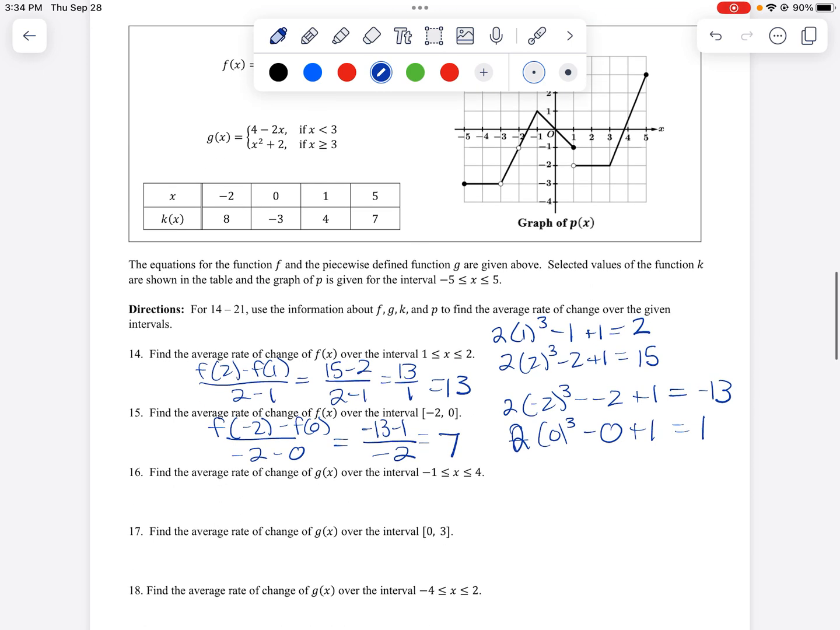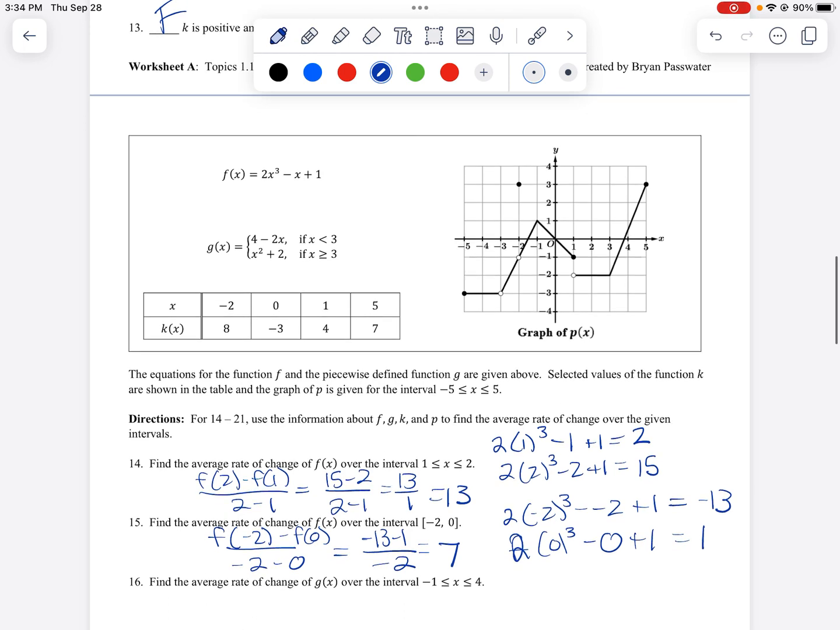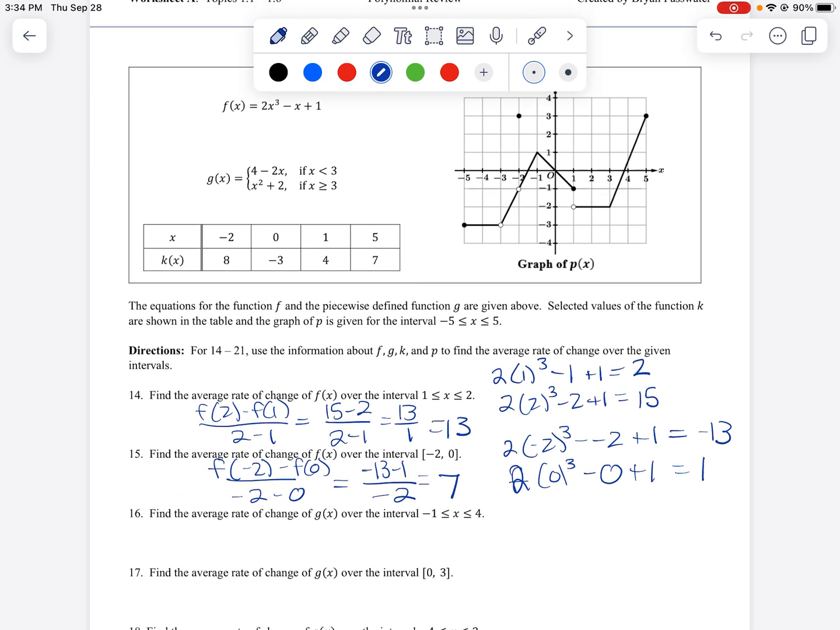Find the rate of change of g of x. All right. From -1 to 4. So g of x, we've looked at this. There's 2 different spots here. So it says we use this top one when it's less than 3 and this bottom one when it's greater than 3. So g of -1, we'd plug it into the top one.